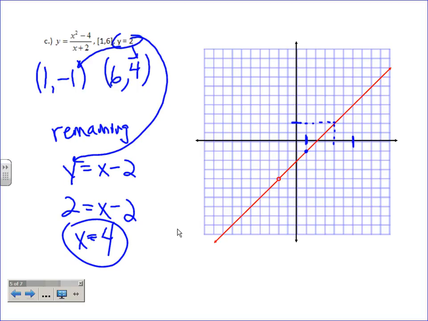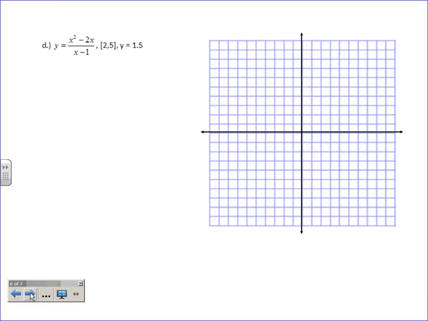Any questions on that one? That one's pretty straightforward once you got the graph. And the last one. What'd you find out here? You got a slant asymptote and a vertical at x equals 1, yep. Where was the slant? Y equals x minus 1.